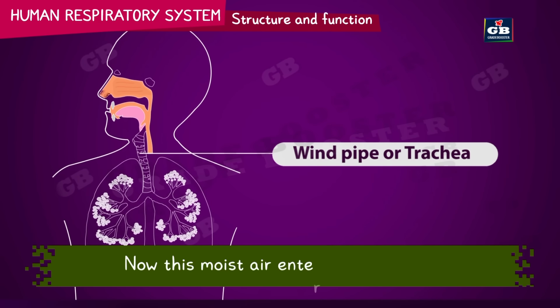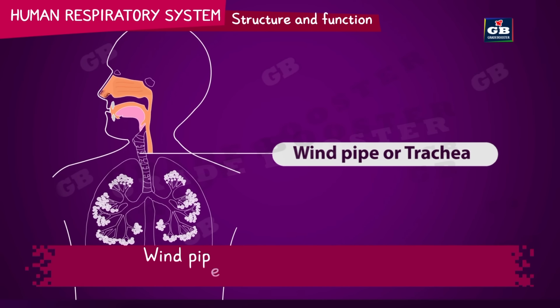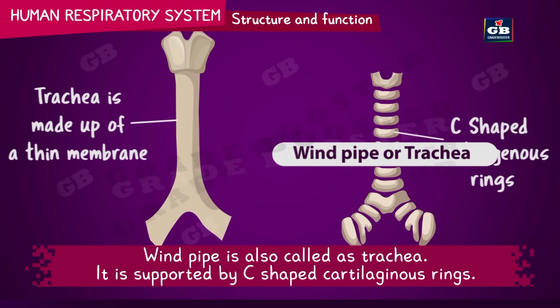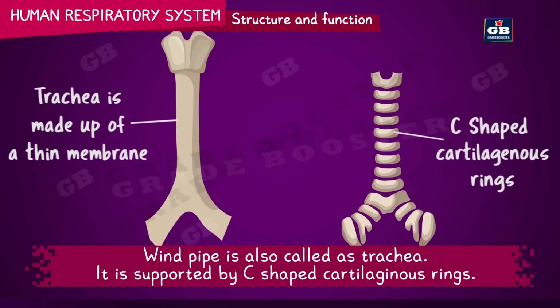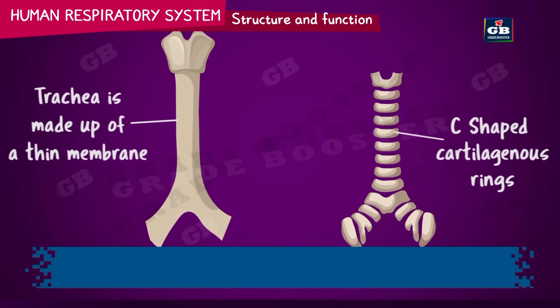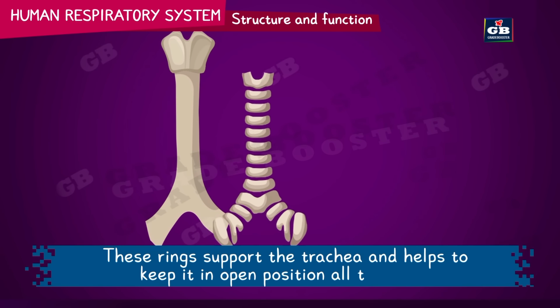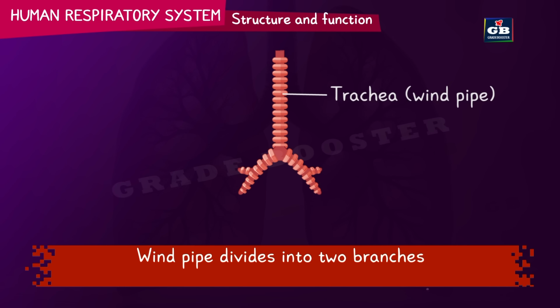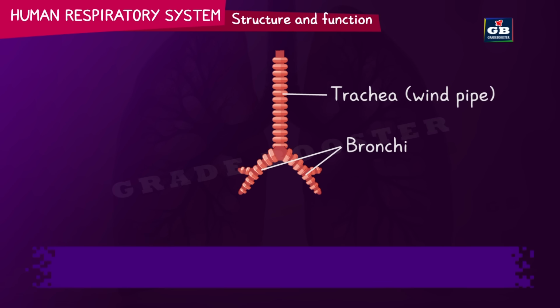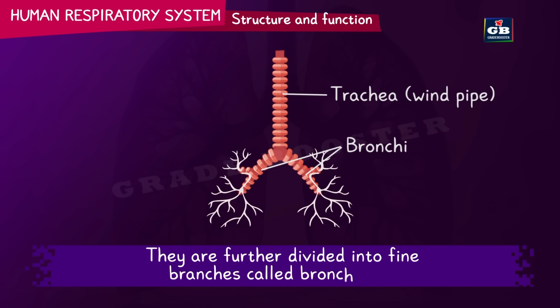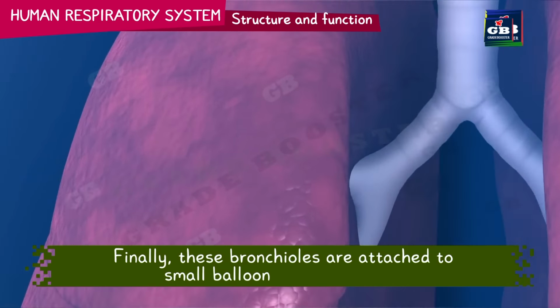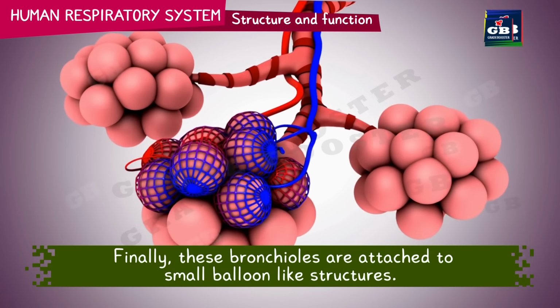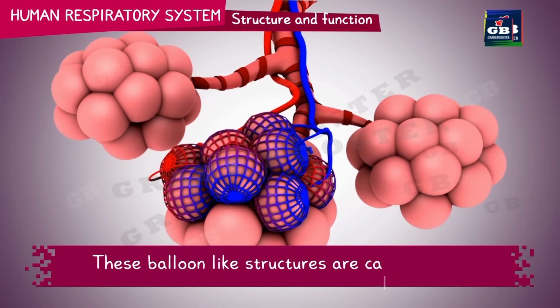Now, this moist air enters the windpipe. Windpipe is also called the trachea. It is supported by C-shaped cartilaginous rings. These rings support the trachea and help to keep it in an open position all the time. The windpipe divides into two branches. These branches are called bronchi. They are further divided into fine branches called bronchioles. Finally, these bronchioles are attached to small balloon-like structures. These balloon-like structures are called alveoli.